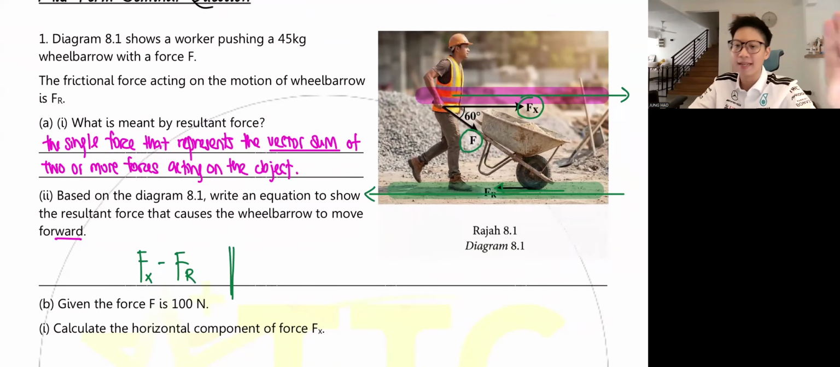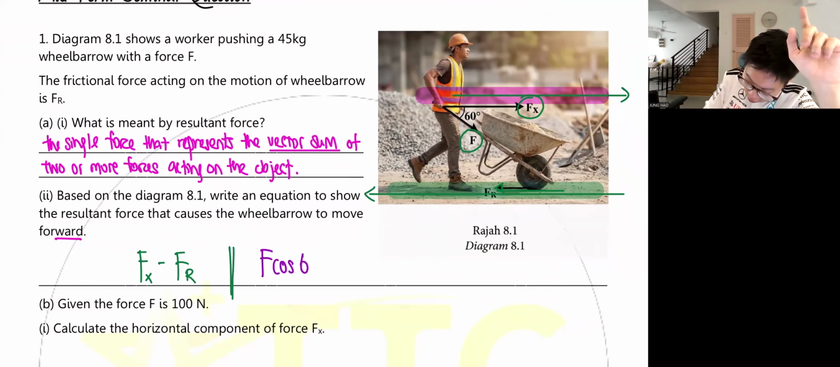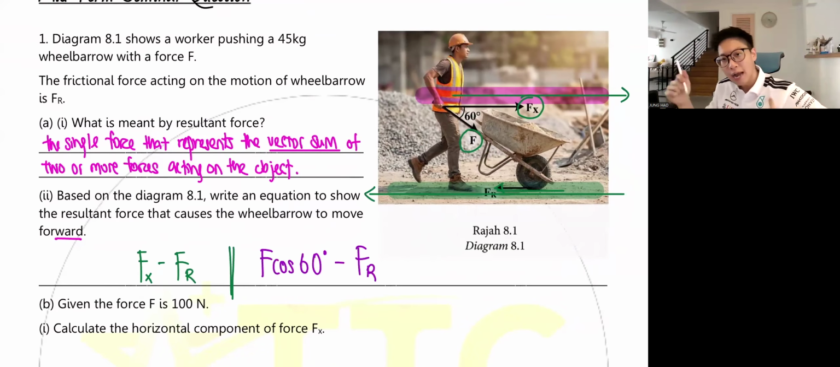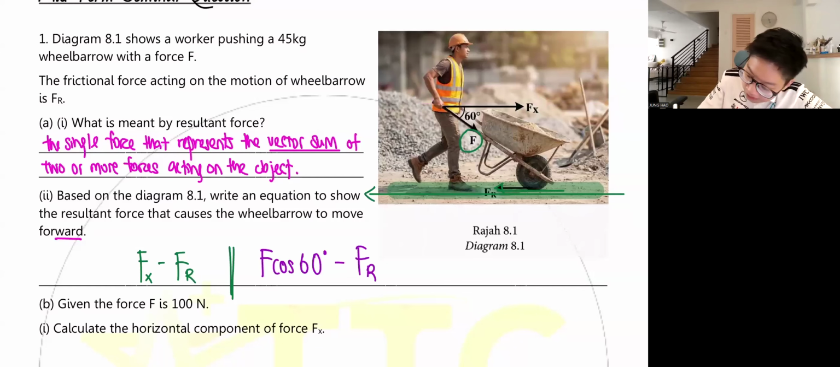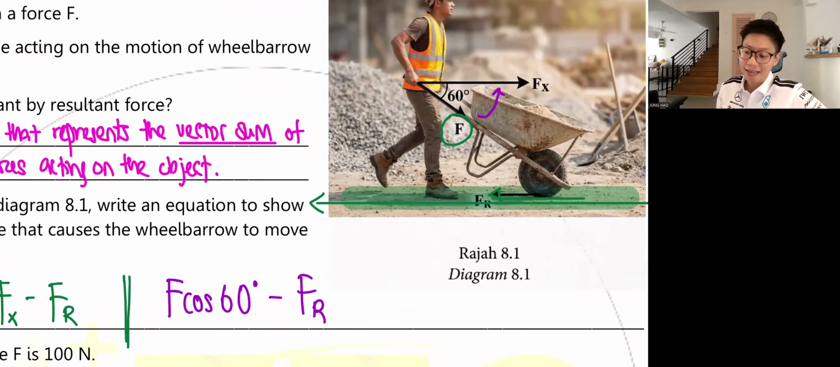I think this is quite common sense. But here, I will accept one more answer. What is the other answer? I can also accept if you write F cos 60 minus Fr. Yeah, correct, Jaden. Because instead of using Fx straight, I move this F upwards. So this is also acceptable.